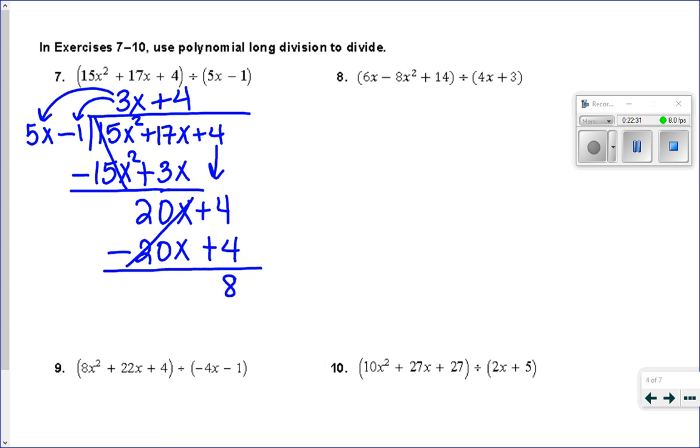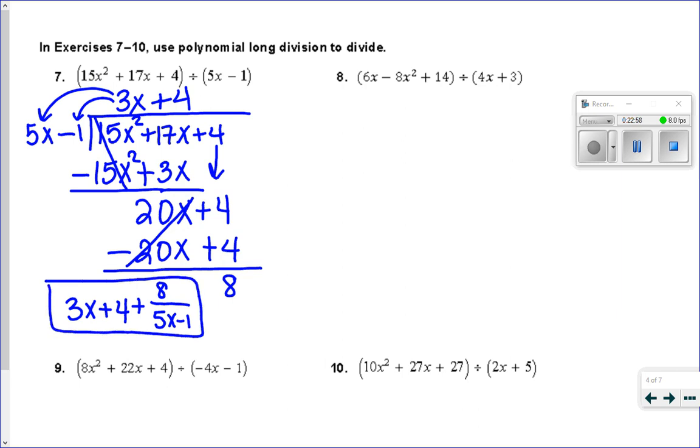And 8 is my remainder, because I'm at the end of the problem. There's no more terms to bring down. 5x does not go into 8. That's my remainder. So my quotient, the answer to this division problem, is 3x plus 4 plus, and then I'll write my remainder over the binomial I divided by. And that is our solution. That is the quotient to that division problem.